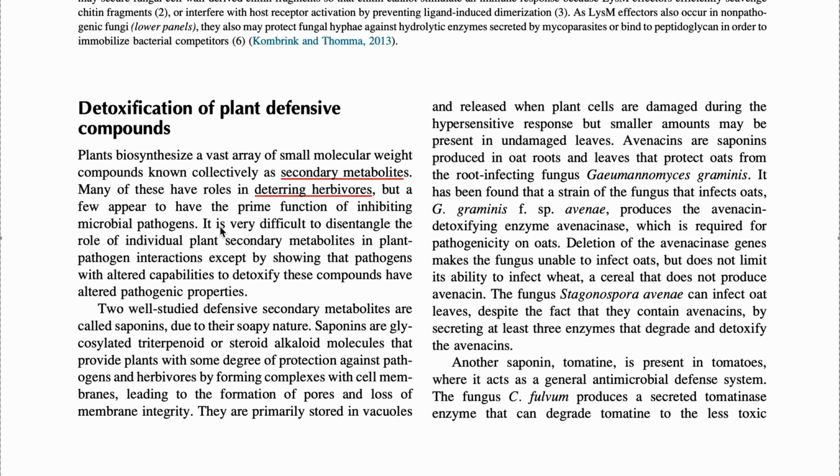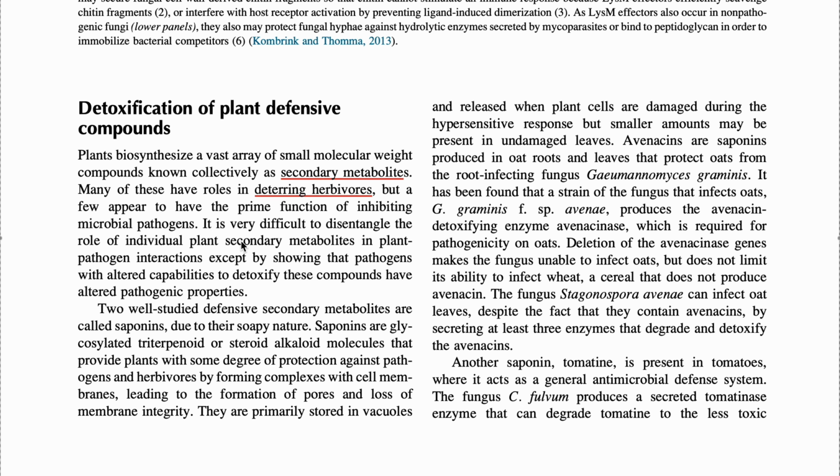Now, it is very difficult to disentangle the role of individual plant secondary metabolites in plant pathogen interaction, except by showing that pathogens with altered capabilities to detoxify these compounds have altered pathogenic properties. So it is very difficult to say which secondary metabolite is responsible for deterring herbivores or any other defensive mechanism. So how do we identify them?